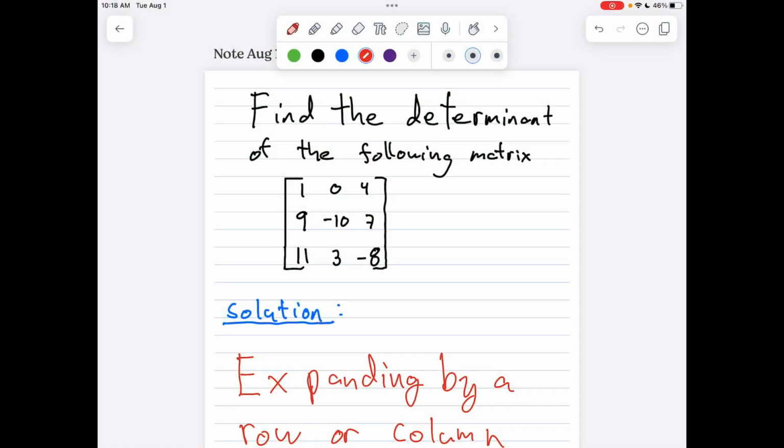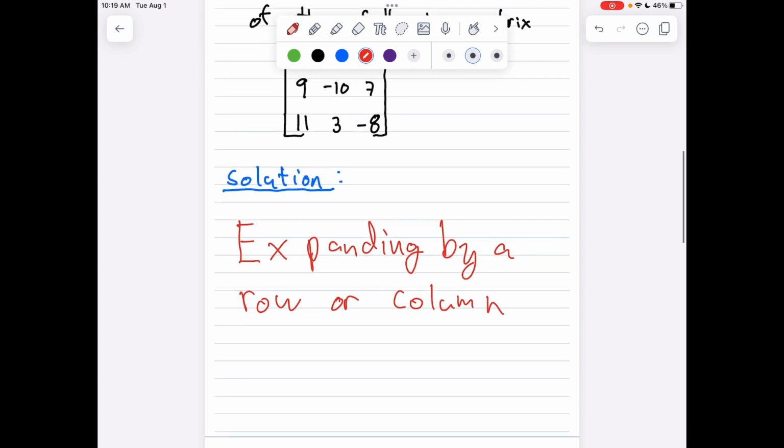Hello everyone. Today we're going to find the determinant of the following matrix. Got a 3 by 3 matrix, and I'm going to do this by expanding by rows or columns. There's a different method called the spaghetti method, and I'll make another video for that. So let's go ahead and get started.